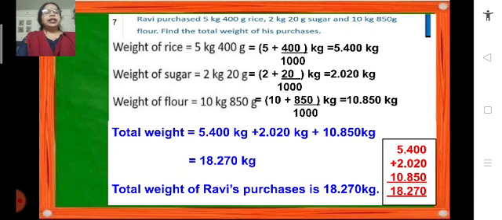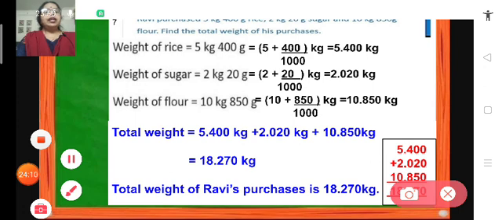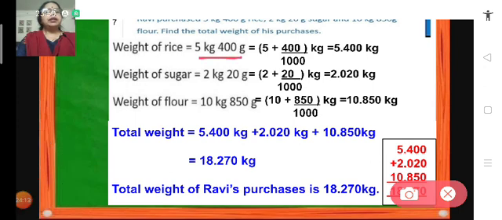Question number 7. Ravi purchased 5 kg 400 grams rice, 2 kg 20 grams sugar and 10 kilograms 850 grams flour. Find the total weight of his purchases. So, in order to get the total weight of the purchases, we have to add them. What is the weight of rice? It is 5 kilograms 400 grams. So, we convert them into kilograms. So, it is 5 plus 400 upon 1000 kilograms. So, it is 5.400 kilograms.